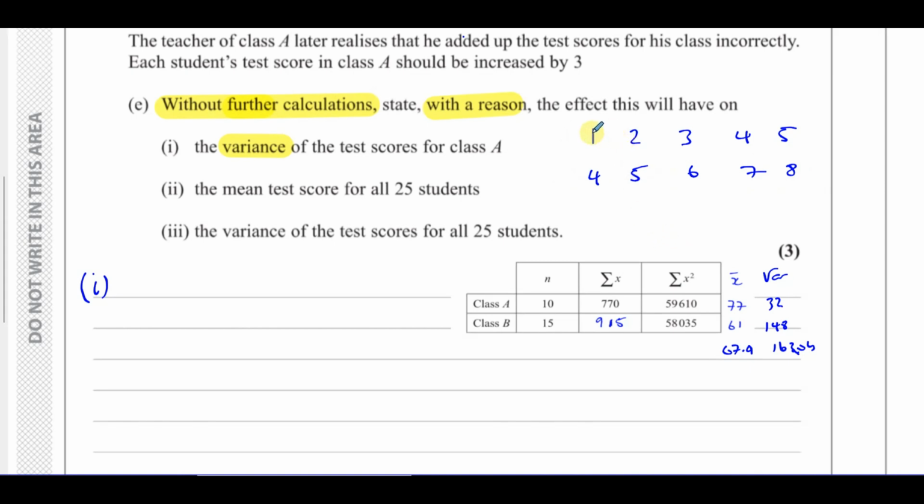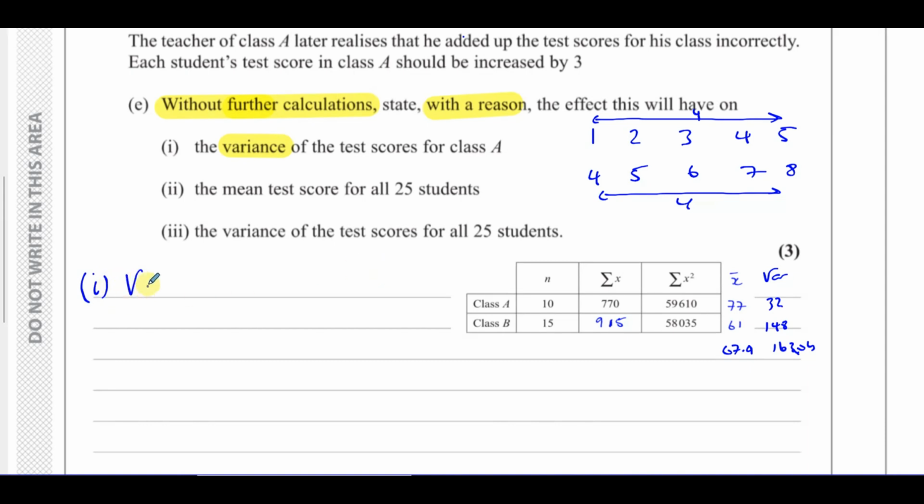Now we can see that the range of the data is 4, and the range of the data here is still 4. It hasn't changed. Adding and subtracting does not change the range of the data. It does not change just how spread out the data is. Okay, so adding or subtracting something to all of the marks in Class A, so adding 3 to each mark in Class A, will have no effect on the variance. Okay, so the variance will be unchanged.